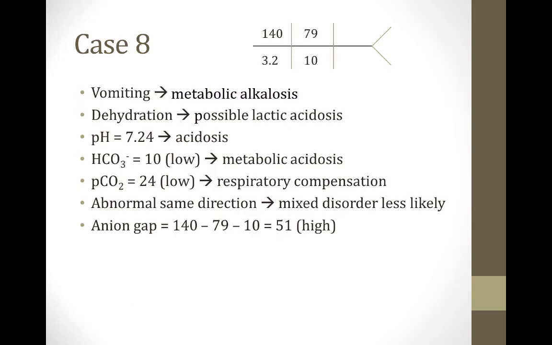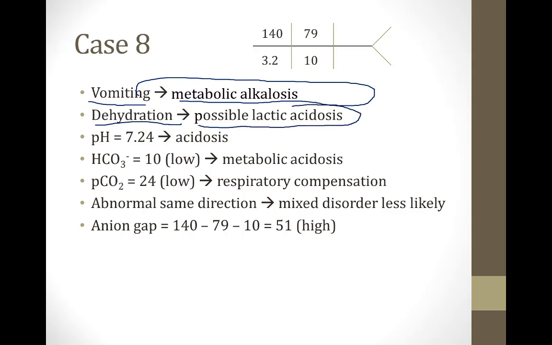So once again, we've got to look carefully at that question stem. She's been vomiting, so we expect a metabolic alkalosis. She also is dehydrated. Anytime you see a severely dehydrated person, especially someone who may be in shock, you have to wonder if there's going to also be a lactic acidosis, which would give an anion gap metabolic acidosis. So let's look at the numbers.